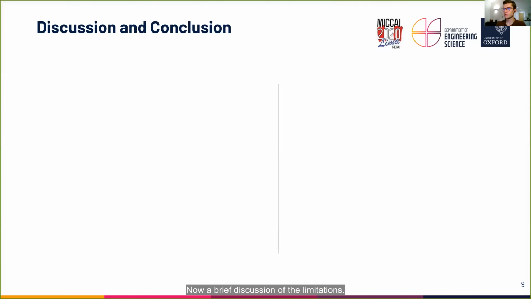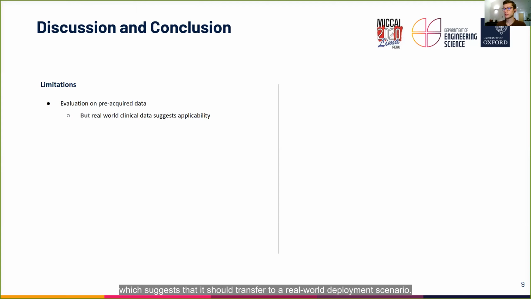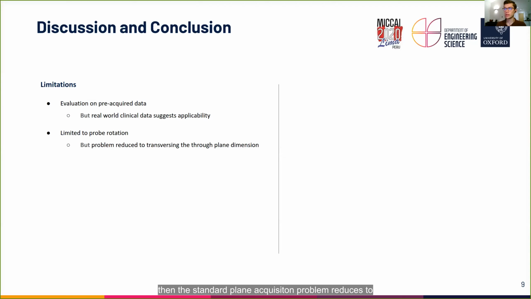Now, a brief discussion of the limitations. Our network is evaluated on pre-acquired data. However, it is real-world pre-acquired clinical data, which suggests that it should transfer to a real-world deployment scenario. Also, the network output is limited to probe rotation. However, once the true orientation of the cineplane is known, then the cineplane acquisition problem reduces to traversing the through-plane dimension, which is a much simplified problem.